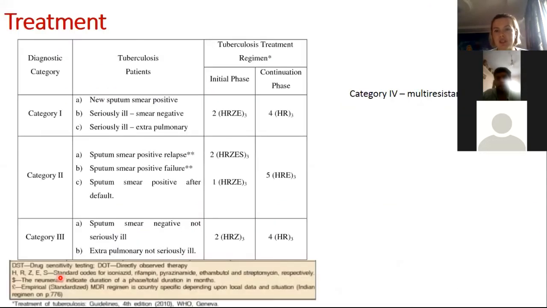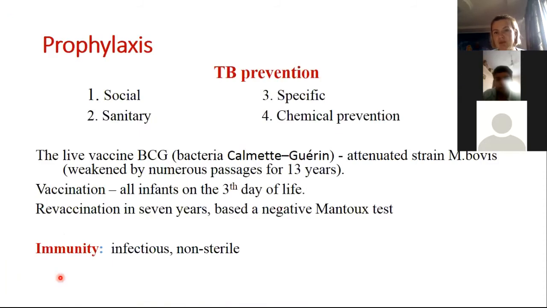And treatment, we have 4 categories. Now our conference will be complete. The first category is for multi-resistant tuberculosis. First category, those who are examined for the first time. First time is test positive. Second, if it is relapse or failure of treatment. Third category, if we have extrapulmonary tuberculosis. Prophylaxis by BCG, specific prevention, you know, and social prophylaxis when we keep distance from the sick person.